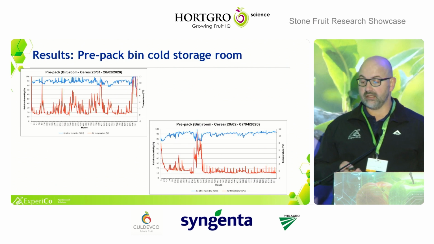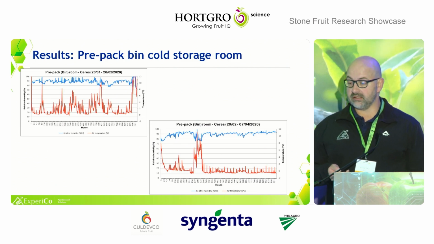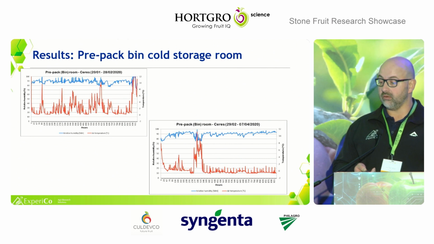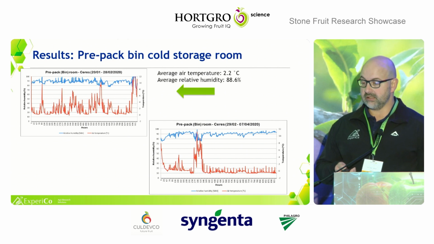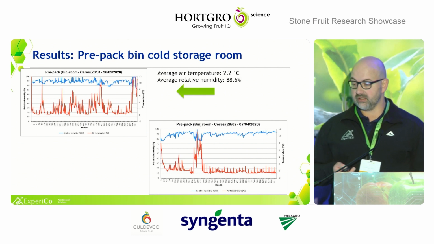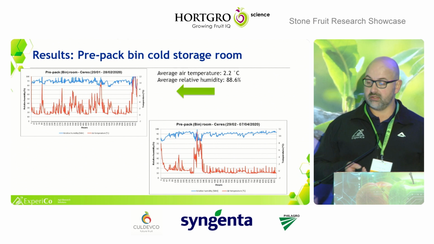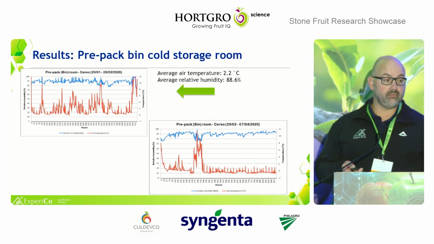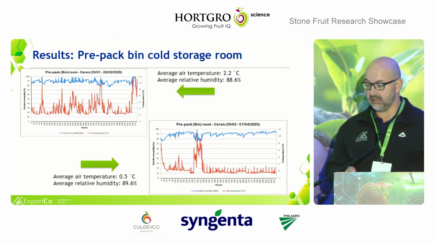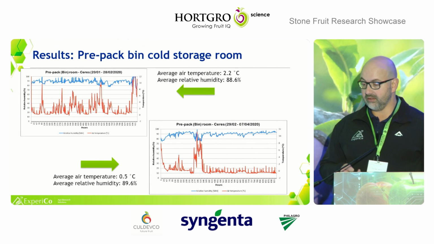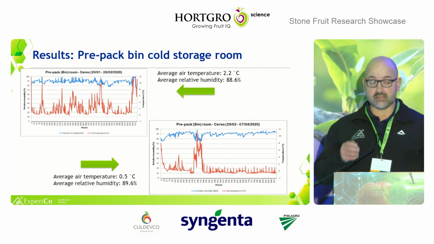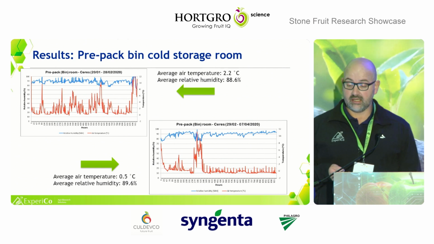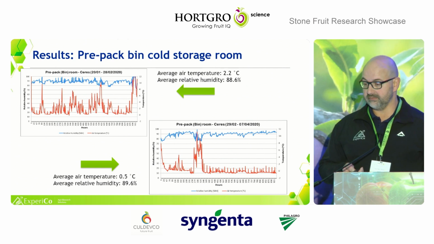In the diagram on the left, you'll see pre-packed bin cold rooms, which are used to store fruit before they are packed. Here you can see in that specific room in Ceres, the average temperature was 2.2 degrees with 88.6% relative humidity, whereas in this other part it was at plus 0.5 degrees Celsius and at 89.6%.